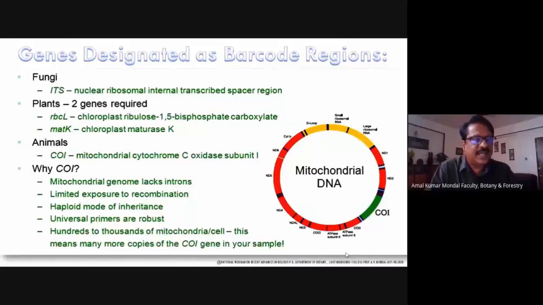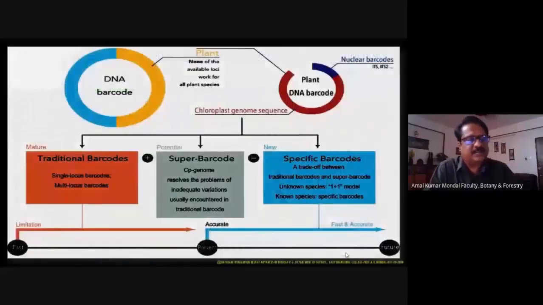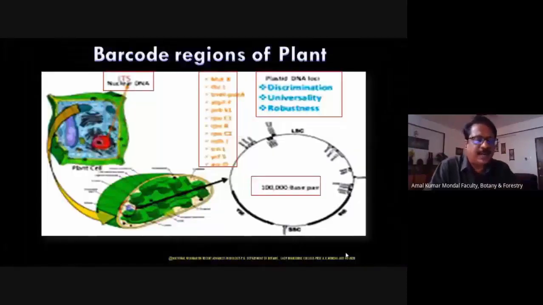Each cell has various mitochondria, up to several thousand, and each of them contains several circular DNA molecules. Mitochondria can therefore offer an abundant source of DNA even when sample tissue is limited. In case of plants, however, mitochondrial genes are not appropriate for DNA barcoding because they exhibit a low mutation rate.